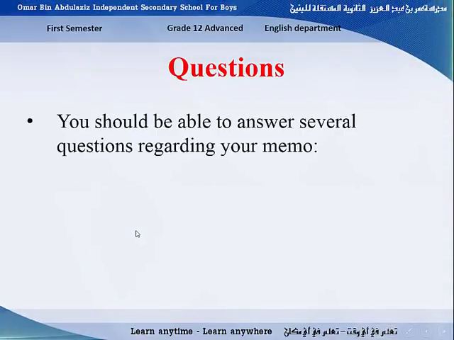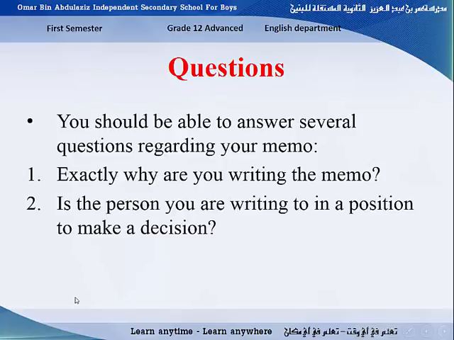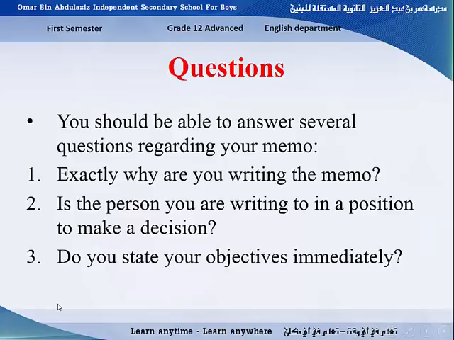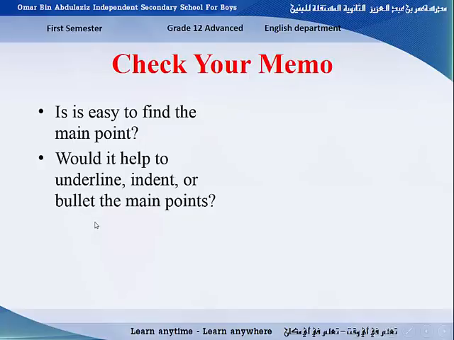We got some questions here. You should be able to answer several questions regarding your memo. Exactly, why are you writing the memo? What's the purpose of this memo? Is the person you are writing to in a position to make a decision? Do you state your objectives immediately? Check your memo. Is it easy to find the main point? Would it help to underline, indent, or bullet the main point?